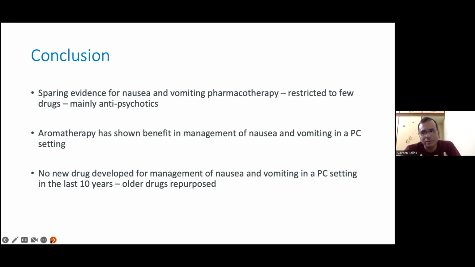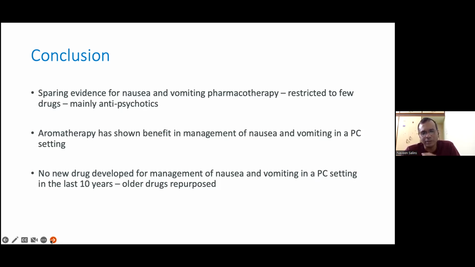We have to see. And if you look at non-pharmacological management, in the last 10 years, there's only evidence for aromatherapy, which has shown benefit in management of nausea and vomiting. Other non-pharmacological management, even when I've looked at Cochrane, the evidence is very minimal.